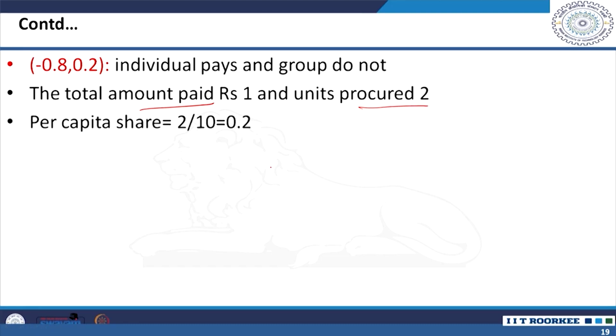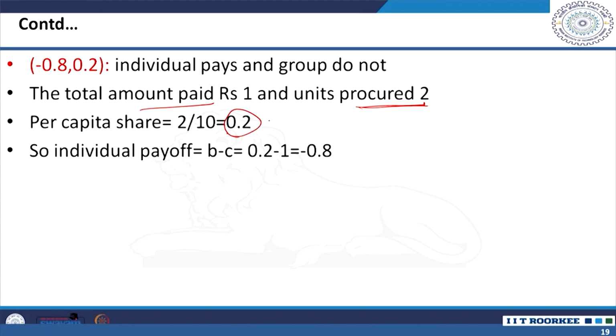So, now this benefit is going to be shared. So, the per capita share would be how many? The benefit is here 2 units of collective goods and it must be shared by all the members, 10 members, although the rest of the 9 members are not paying. So, what is the per capita share now? 2 divided by 10 is 0.2.